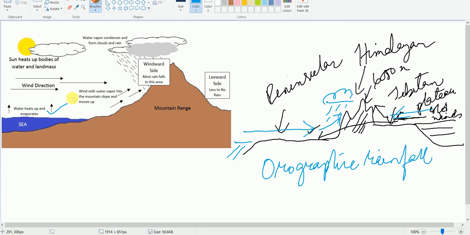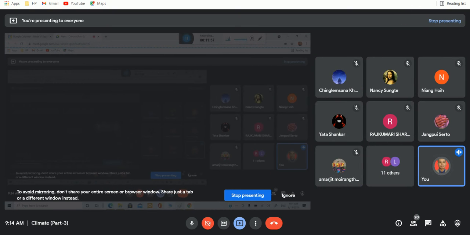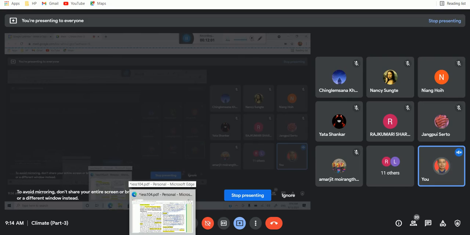Okay, as you see here, last time also we discussed about it. We have sea here, and from the sea, rain-bearing wind is blowing towards land, forced to rise upwards, clouds are formed, and here we have rainfall. So in this way, the Himalayan mountains are causing rainfall to India. So in this way, altitude affects the climate of India. Are you clear? Any question?